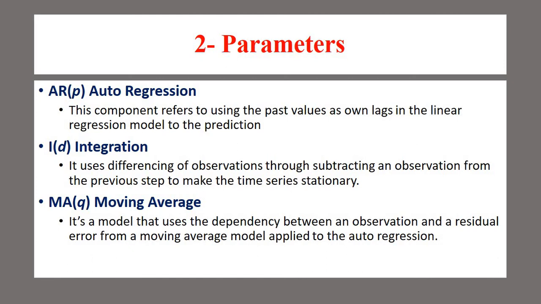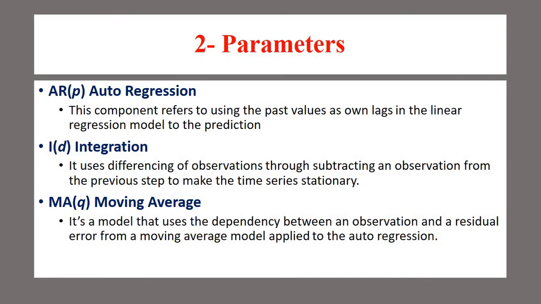D is obtained through differencing an observation from the previous observation. So in the integration, we're creating a new variable that is obtained from subtracting an observation from the previous step. We apply this operation to reach stationary data.